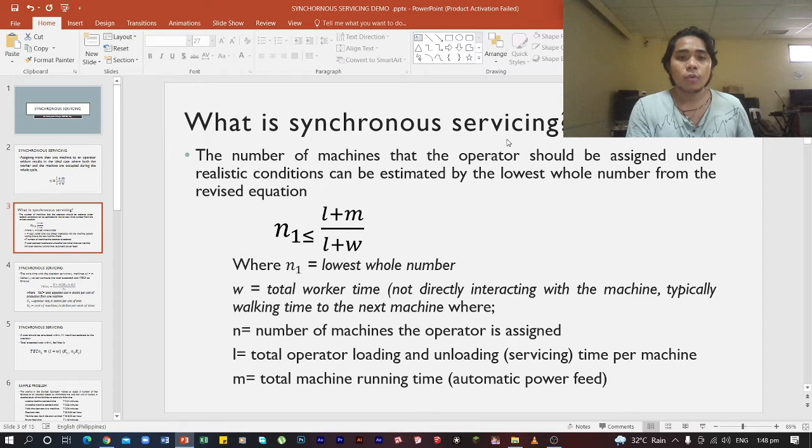And this is our equation: N sub 1 is less than or equal to (L plus M) over (L plus W), where N sub 1 is equal to the lowest whole number, and W is the total worker time not directly interacting with the machine, typically walking time to the next machine. N is the number of machines the operator is assigned. L is the total operator loading and unloading servicing time per machine. M is the total machine running time or automatic power feeding.